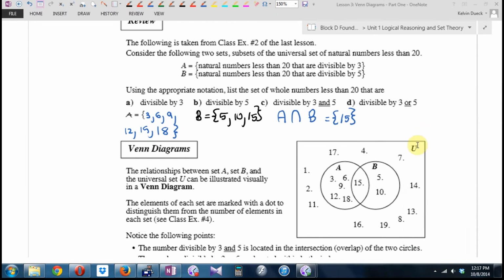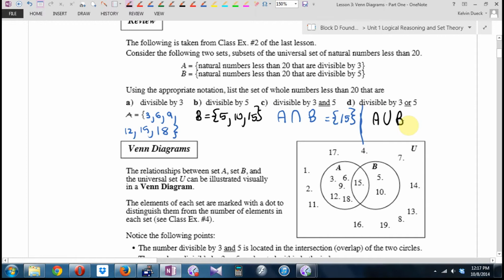Okay. What about divisible by 3 or 5? It would be 3, 6, 9, 12, 15, 18, 5, 10, 15. I don't need to say 15 twice, right? How could I write that in set notation? What are we talking about with or? Union. Really it's A union B, and I'm not going to write them out because I don't have room, but I think you guys could.